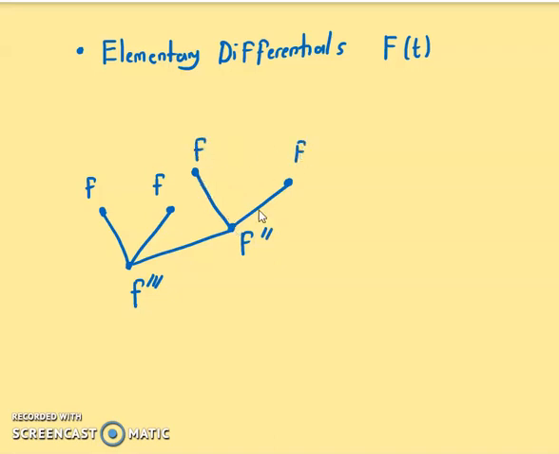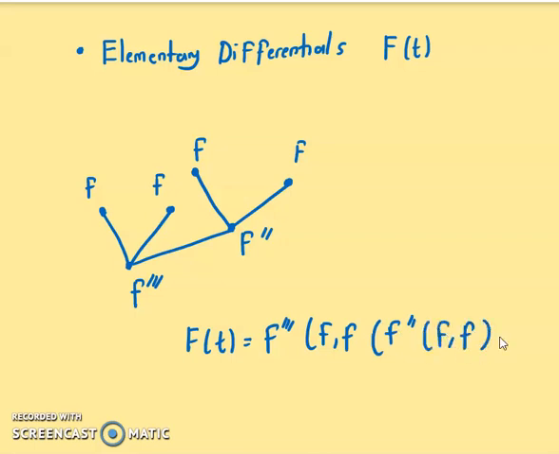So each connected vertices here will have a double prime here. So I can write this as f of t equals f triple prime f f f double prime f f. Okay, this is the elementary differential.